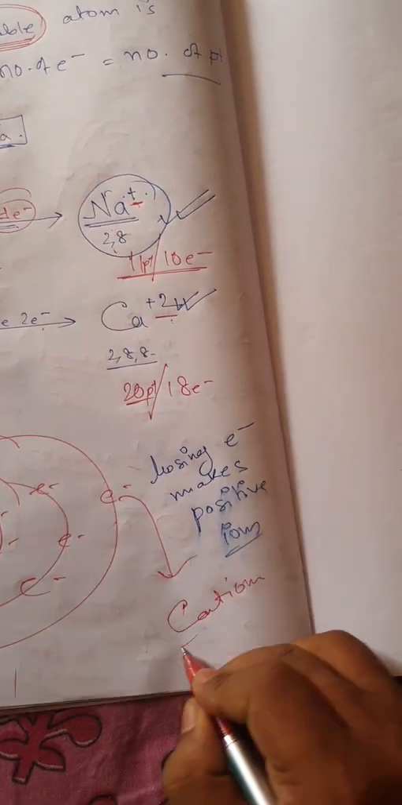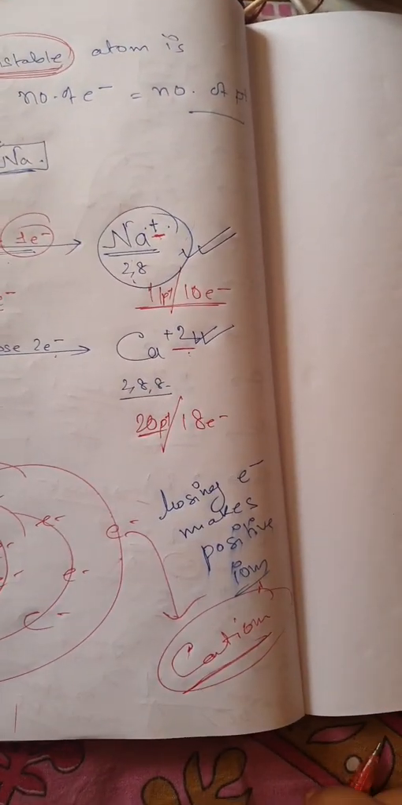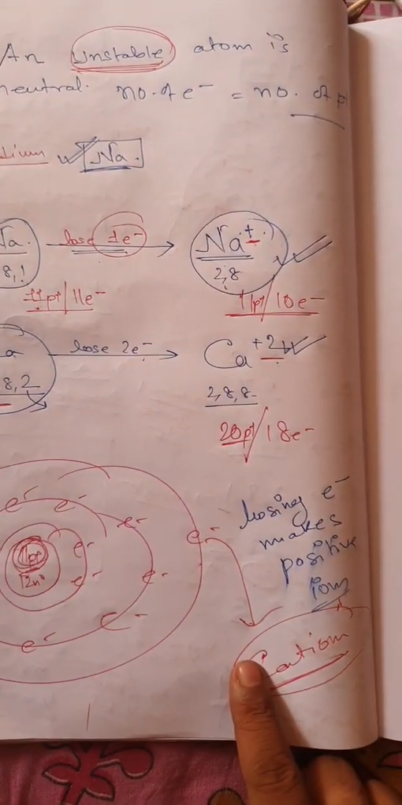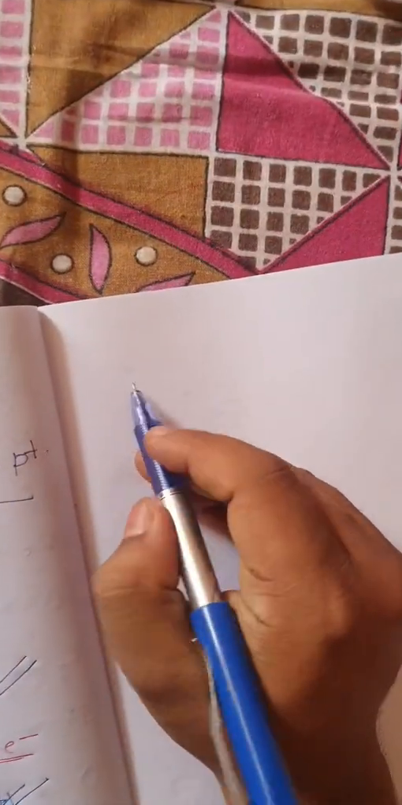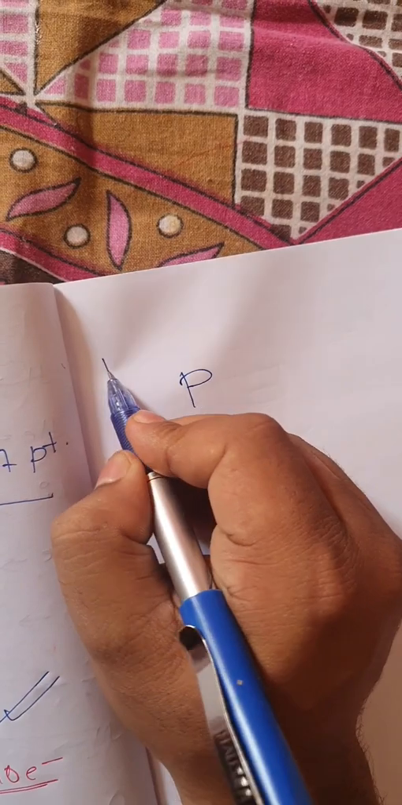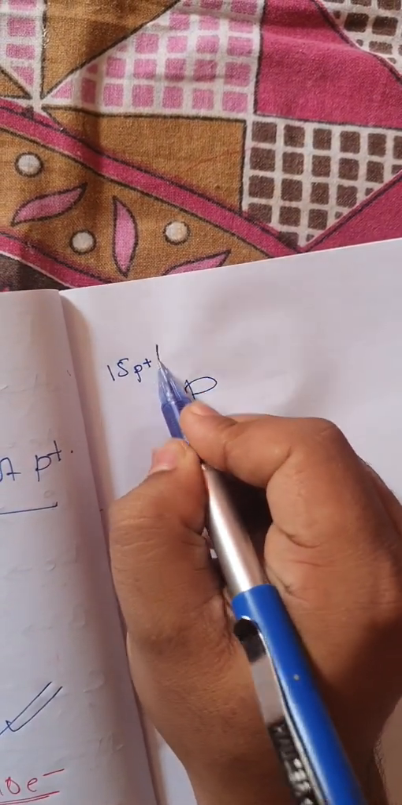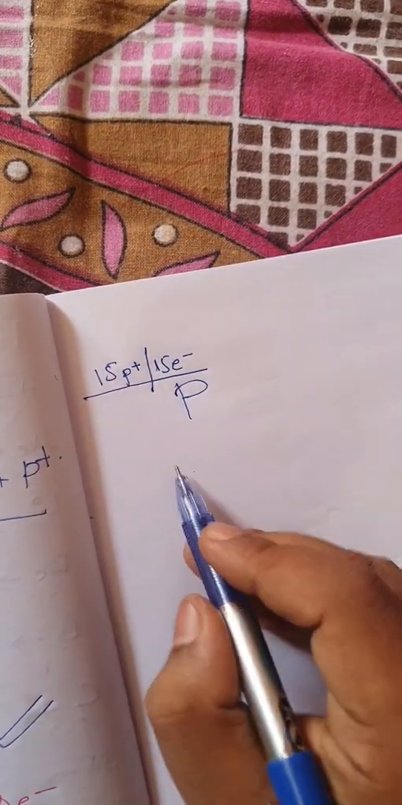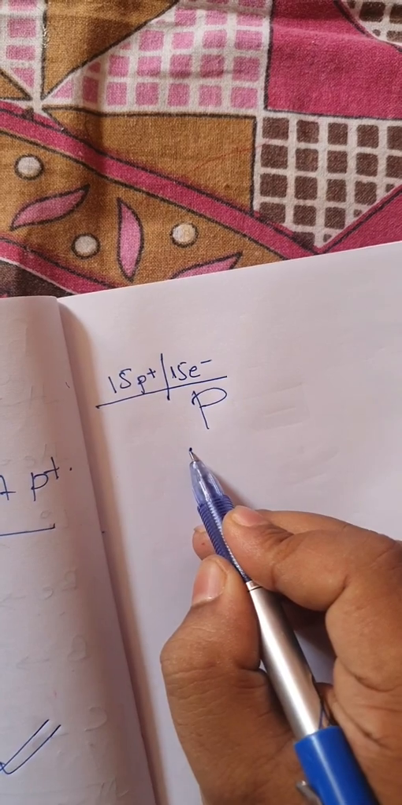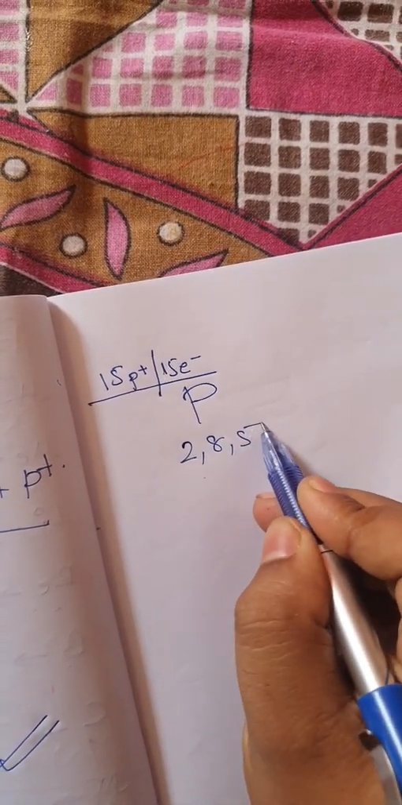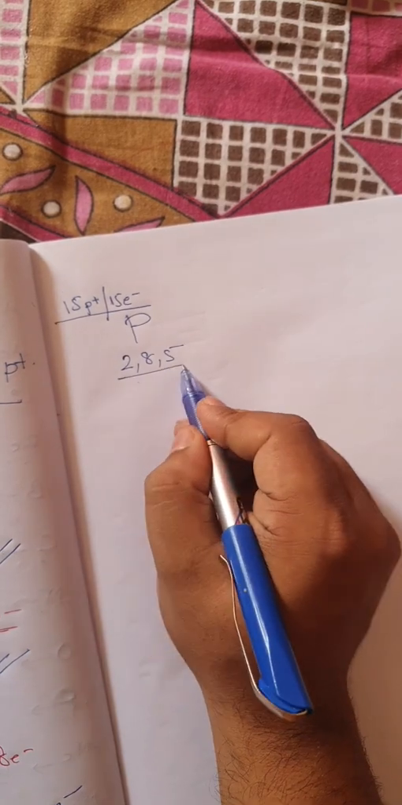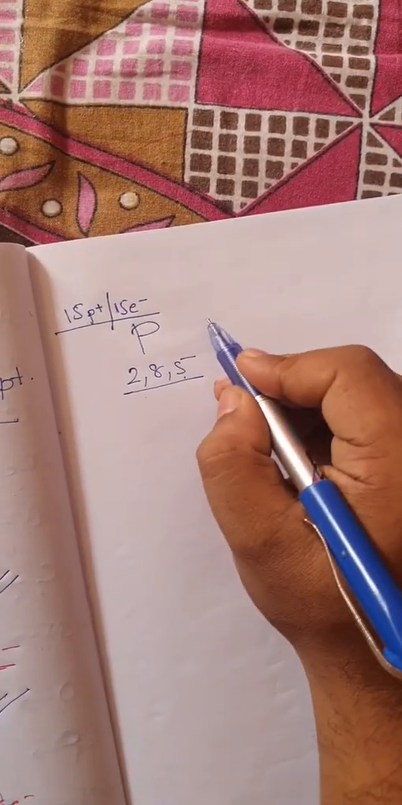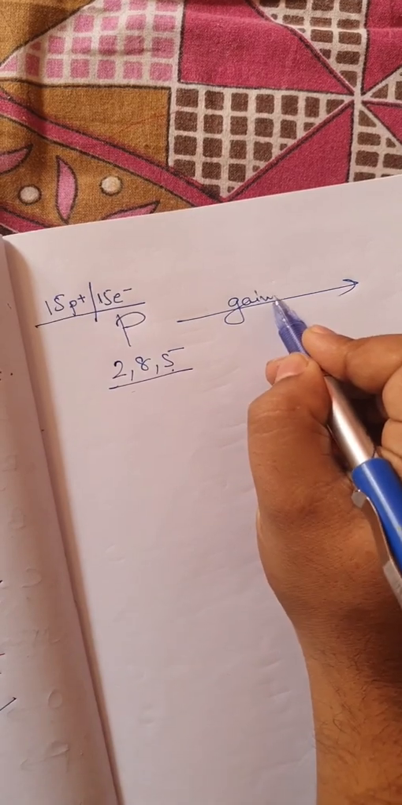Positive ions, or positively charged ions, are known as cations. In the same way, I'll give an example of gaining electrons. Take phosphorus. What is the atomic number of phosphorus? 15. So there are 15 protons and 15 electrons. The electronic configuration will be 2, 8, 5. As the electronic configuration is 285, it will gain 3 electrons. So phosphorus gains 3 electrons and becomes P minus 3.